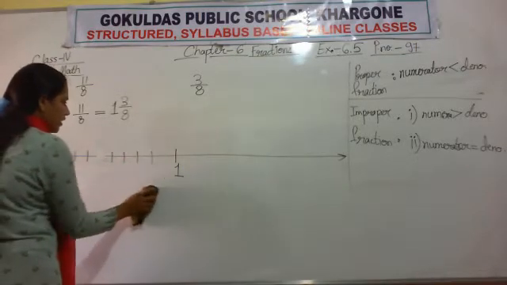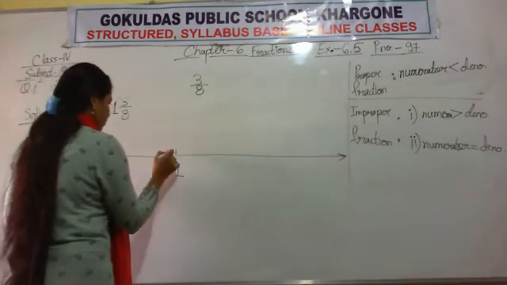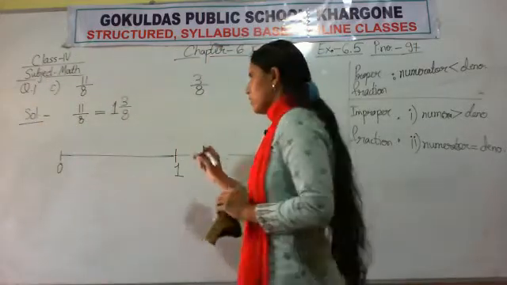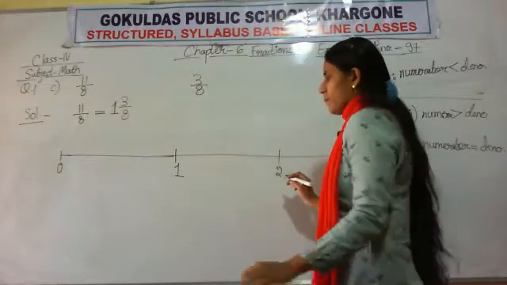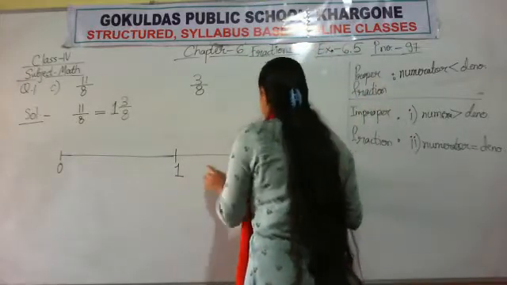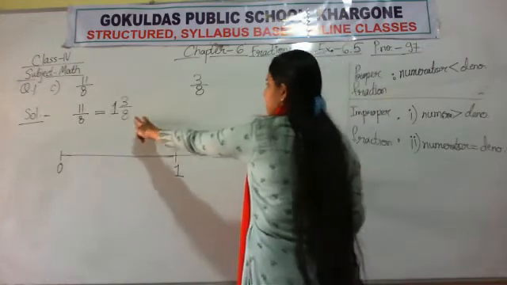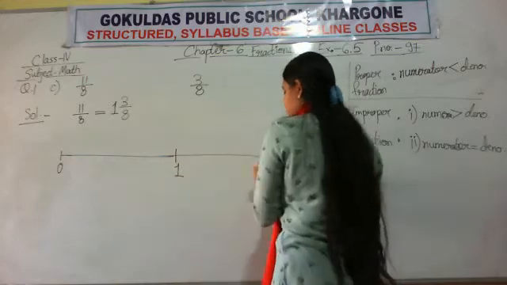Wait, there is one correction. Here my whole number is 1, right? And after 1 what number comes? 2 comes. So whole number is 1 and after 1, 2 comes. So between 1 and 2 I will represent this proper fraction.